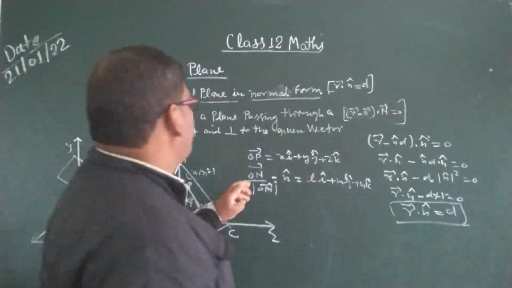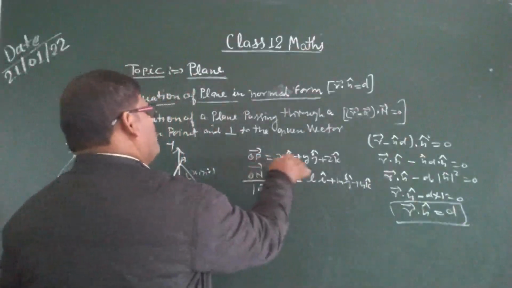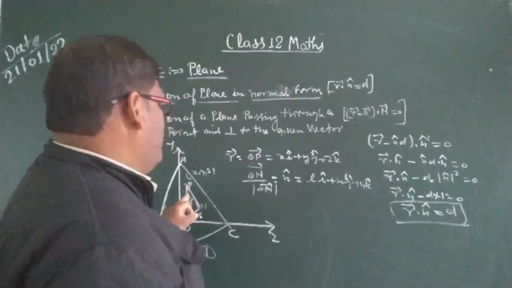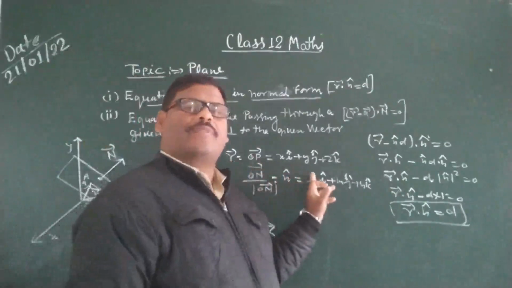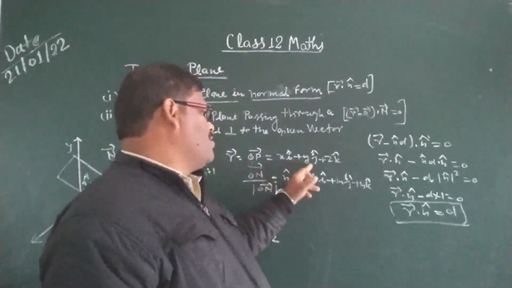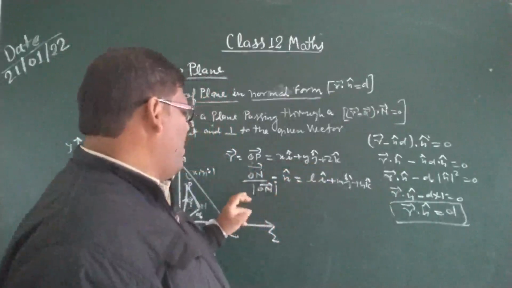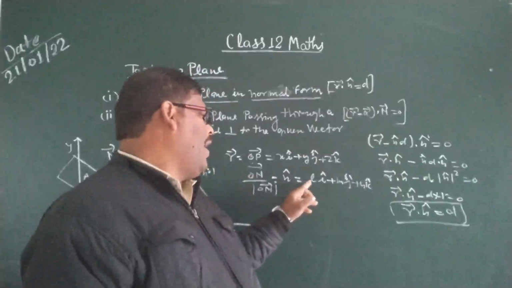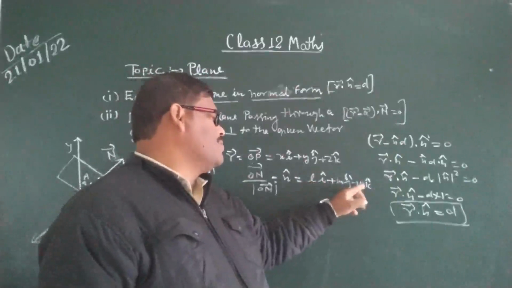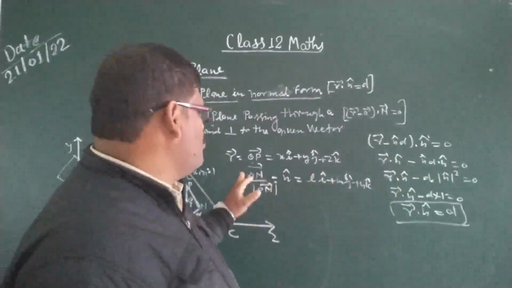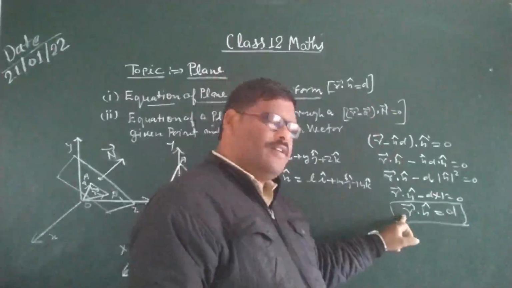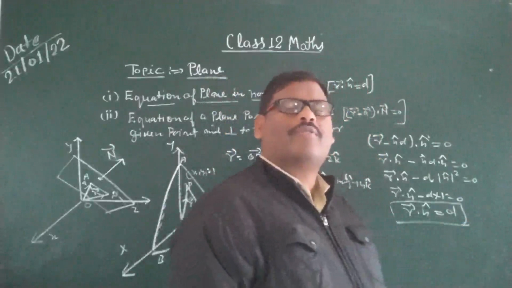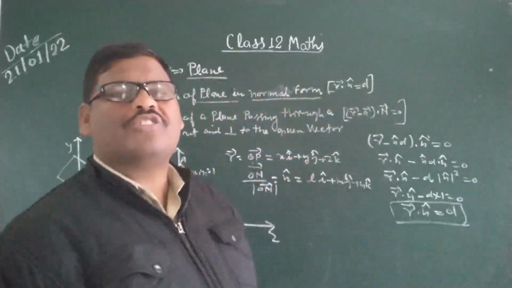Now, pay attention here. Vector r is the position vector of the point P, OP, so vector r is equal to x i cap plus y j cap plus z k cap, and n cap, the perpendicular unit vector to the plane, is l i cap plus m j cap plus n k cap. Now, putting the values of r and n cap in the expression r dot n cap is equal to d, we can find the required equation of the plane in the Cartesian form.